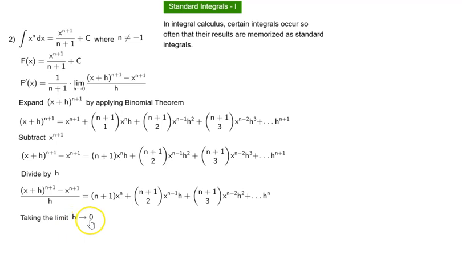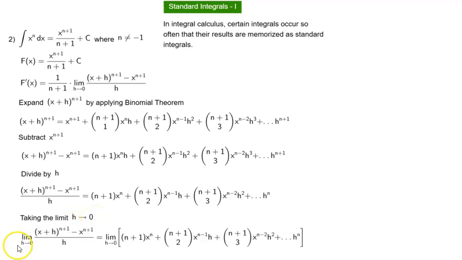Taking the limit, h goes to 0. So limit as h goes to 0 of x plus h to the power of n plus 1 minus x to the power of n plus 1 by h is equal to the limit of the whole thing. We actually take the limit on the right hand side by doing direct substitution. So here what will happen? This h is 0, so this whole term disappears. Every term with h disappears. So except the first one, all the terms disappear. So we are left with n plus 1 x to the power of n.